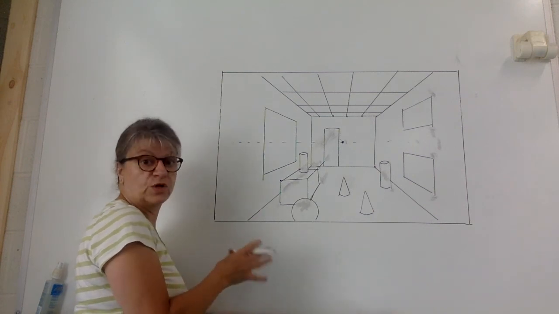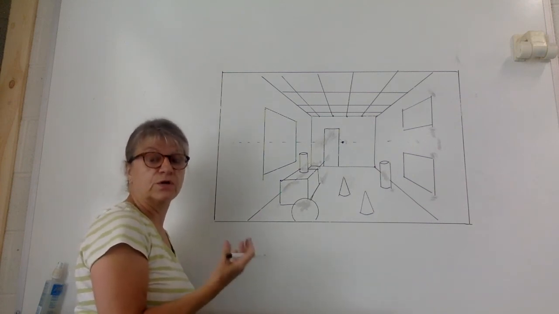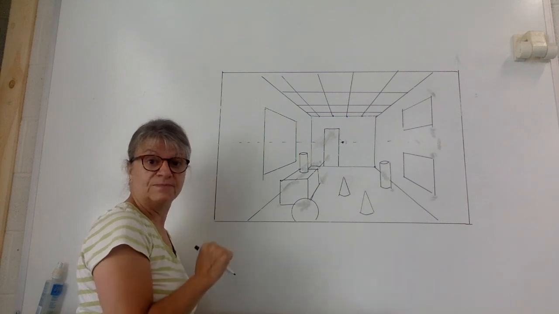This is all we're going to do in one-point perspective. Next week we're going to learn to draw things using 2 vanishing points.